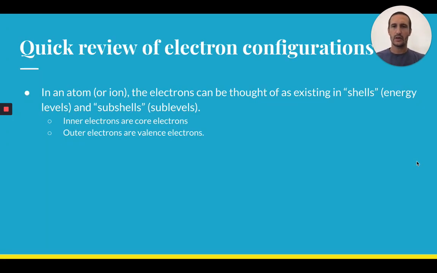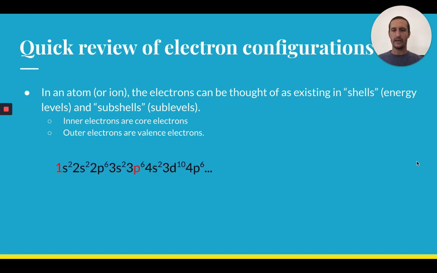First, I want to start with a quick review of electron configurations. So, in atoms, the electrons can be thought of as existing in shells or energy levels, and also in subshells or sublevels. Remember that the inner electrons are the core electrons, and the outer electrons are valence electrons.